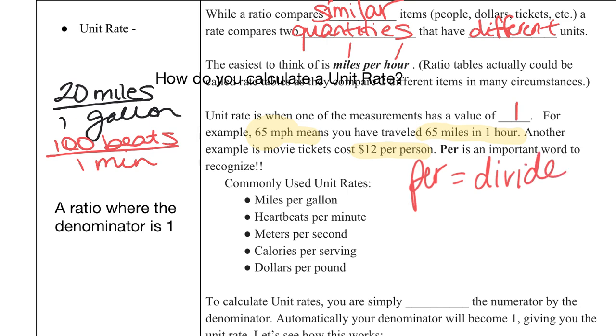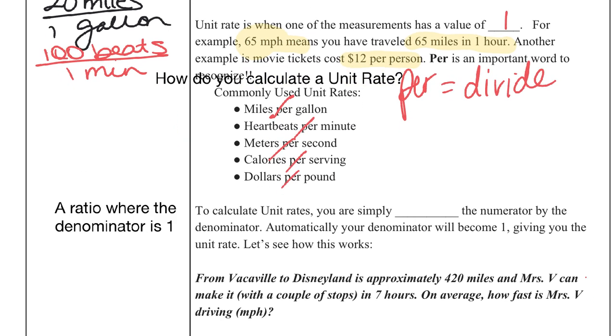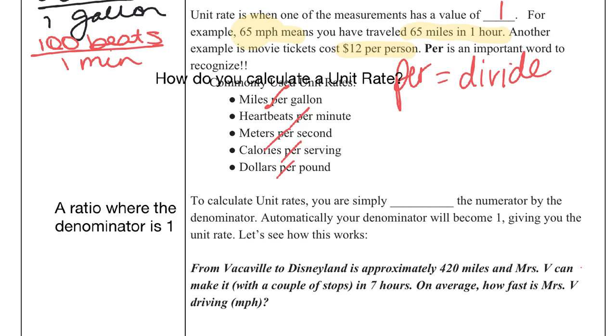Some common unit rates are miles per gallon, heartbeats per minute, meters per second, calories per serving, or dollars per pound. To calculate unit rates, you simply divide the numerator, let's write that in. You simply divide the numerator by the denominator. Automatically, when you do that, your denominator will become 1. So let's see if I can help you understand what that looks like.